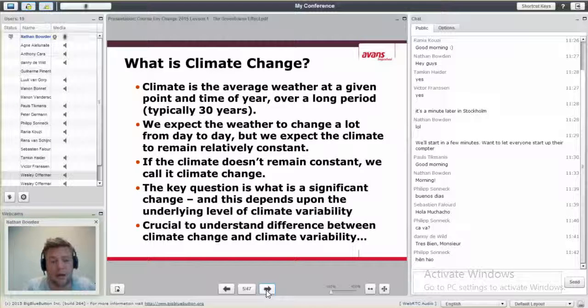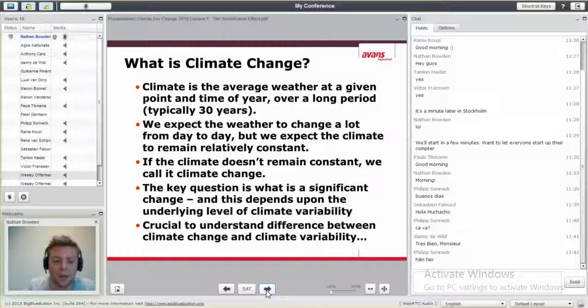Climate is defined as the average weather at a given period of time in the year, and then averaged over a longer period, so 30 years. So what is the summer like in the Netherlands, averaged over 30 years?